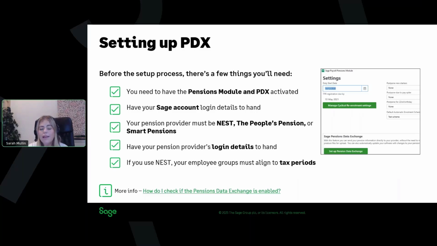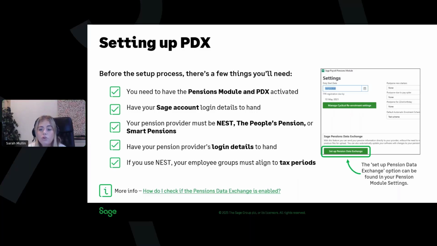So you might want to check if PDX is actually available to you. To do that, you can go to your pension module settings. If you see the option to set up pension data exchange, it'll be enabled. Or if you get options to go to management center, that would indicate that you do have pension data exchange.